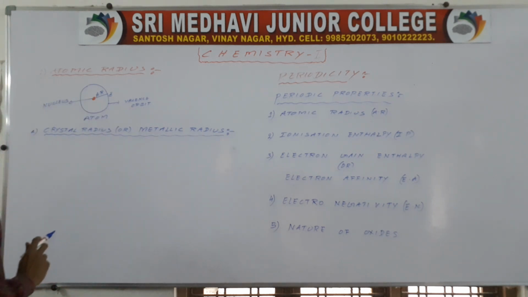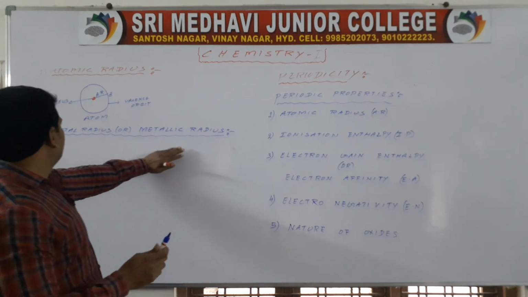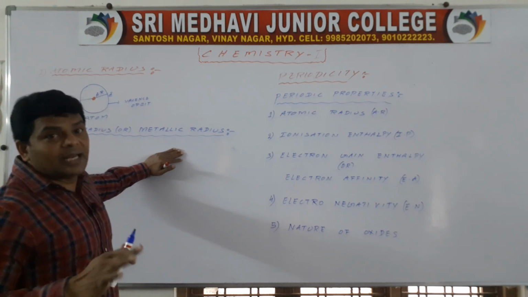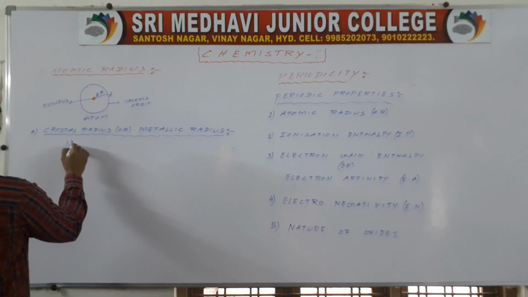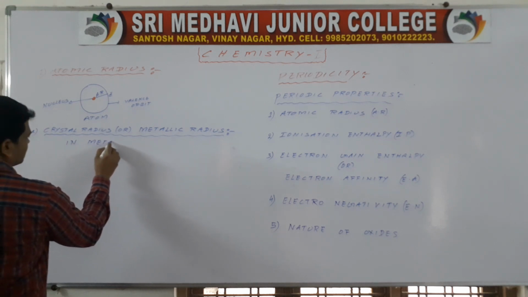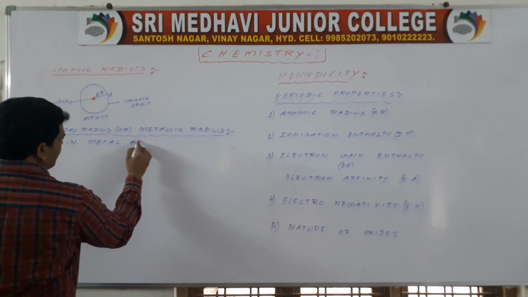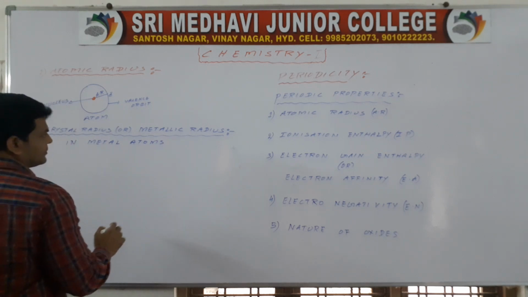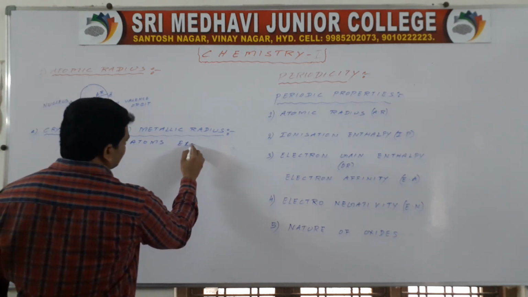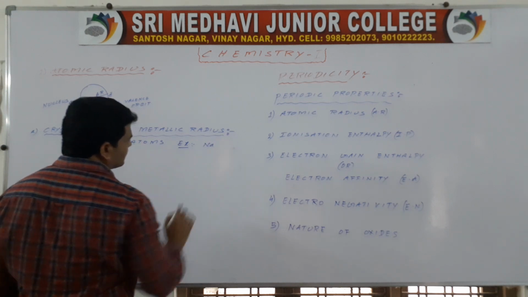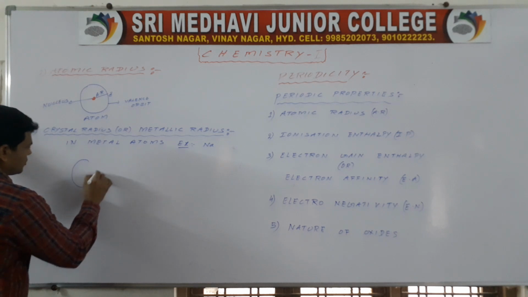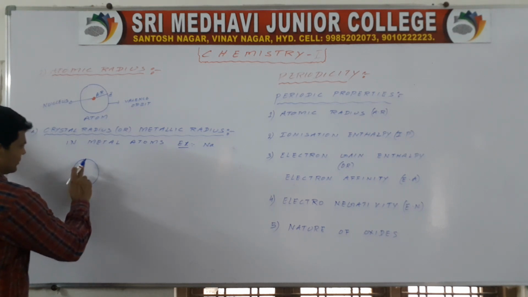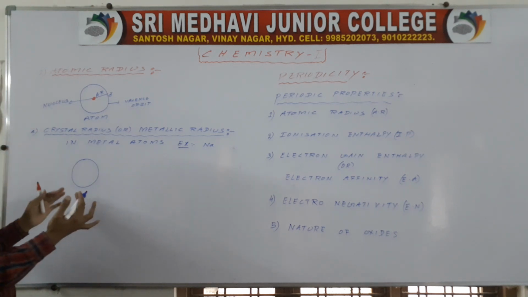What does crystal radius, or metallic radius, mean? It is the radius measured in metal atoms. Example, sodium. Here I am taking two metal atoms which are on adjacent sides.